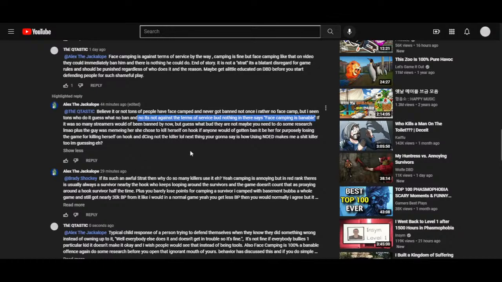Let's say the word face camping, in a completely alternate universe, isn't listed in this particular terms of service, which it is. Face camping is still bannable, even if they don't specifically say that it's bannable. It still falls under the same three categories. You're exploiting the game, aka you're standing on top of a survivor so the other survivors cannot unhook that survivor. That is an exploit. You are trolling. You are body blocking. You are griefing.